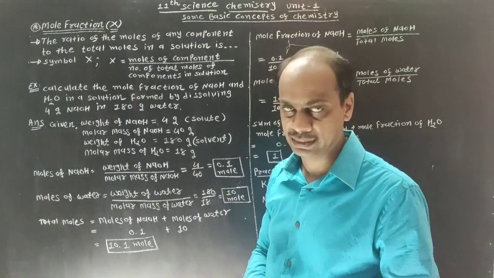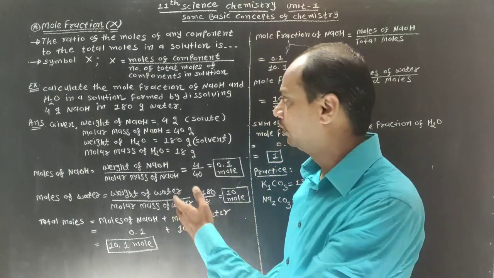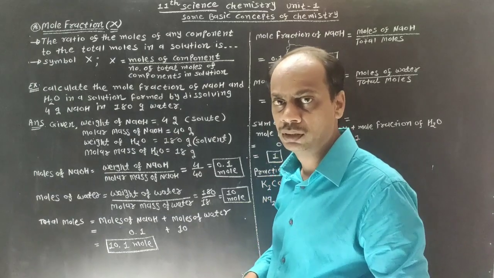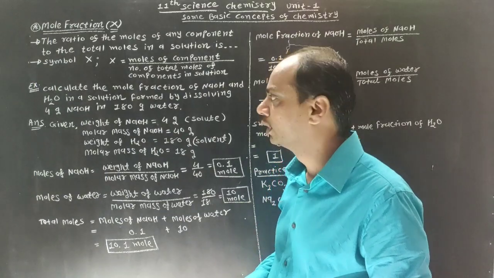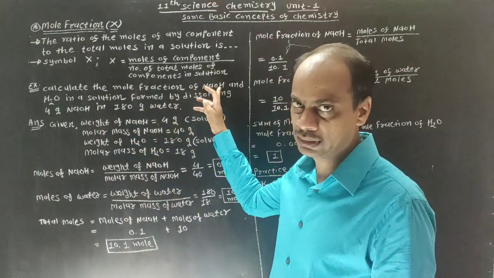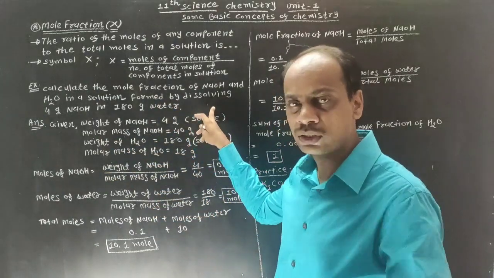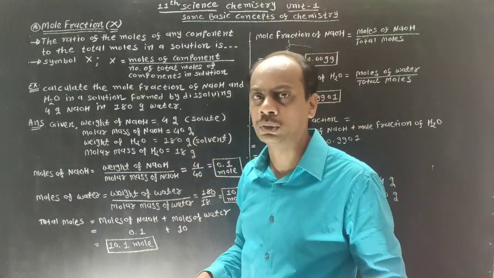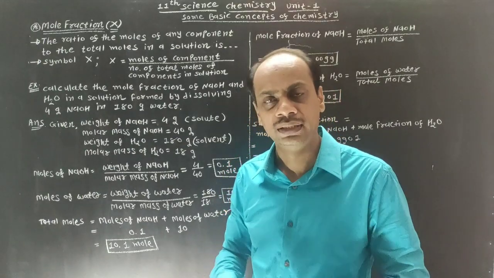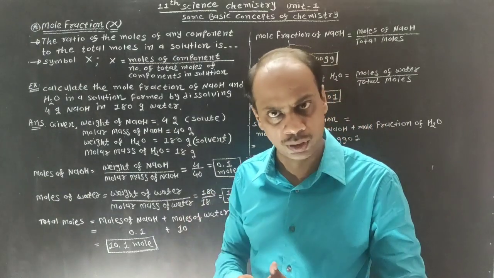Let us calculate one example. We are not given any example in the text, but we are going to calculate one because this is the most important example for competitive exams also. So here is the question. Calculate the mole fraction of sodium hydroxide and water in a solution formed by dissolving 4 gram of sodium hydroxide in 180 gram of water. Means we are given 4 gram sodium hydroxide and 180 gram of water.